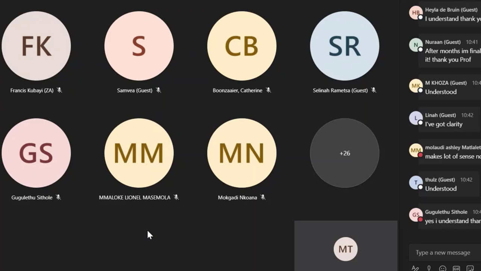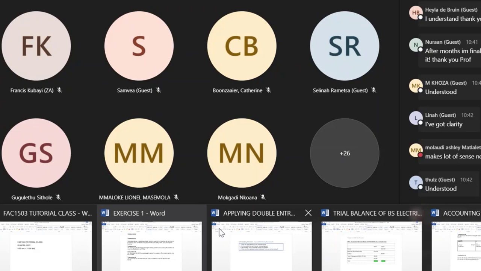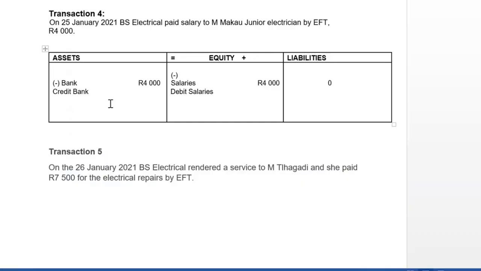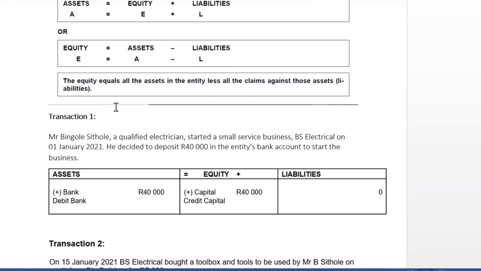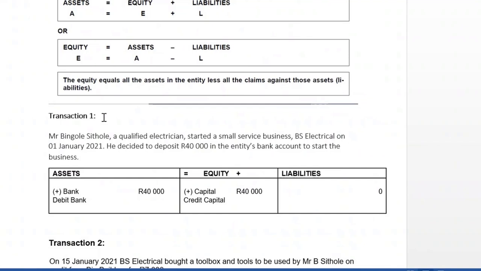So guys, I'm now going to run through what we've done today, just to be thorough in case there's somebody who didn't understand but doesn't want to raise their hand. I'll do a quick overview of what we did this morning, looking at the one I shared. First, transaction number one. What was the source document? The bank statement.